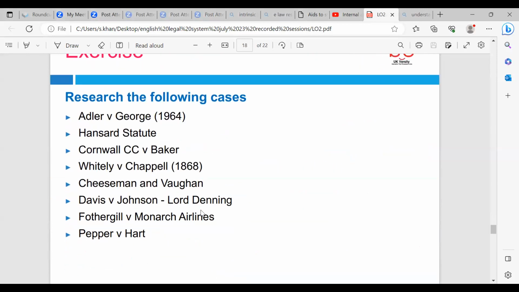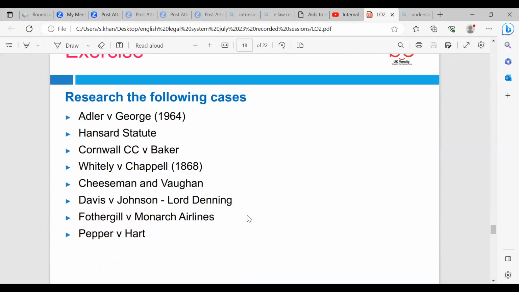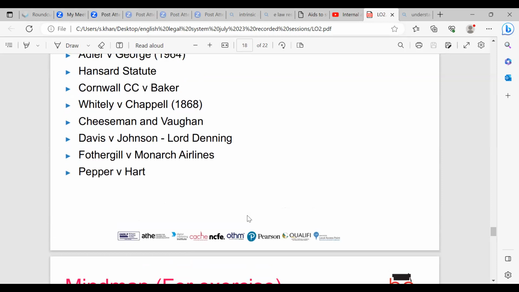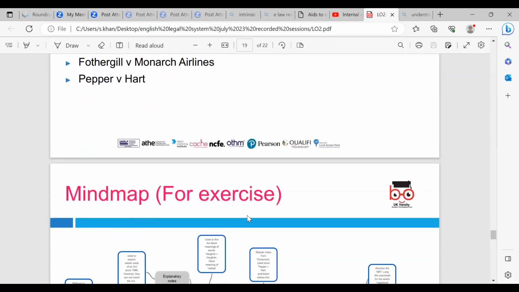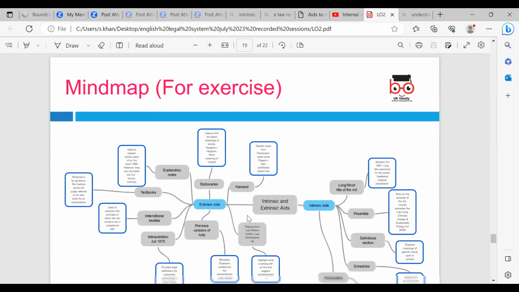So the exercise for the next session is to look at the following cases. Look at Alder and George 1964, we had a brief look at it. Hansard, Statute, Cornwall CC and Baker, Whiteley and Chapman 1868, Cheeseman and Vaughan, Davies and Johnson, what Lord Denning said, and also look at Fothergill and Monarch Airlines and Pepper and Hart. Also a mind map for the exercise.